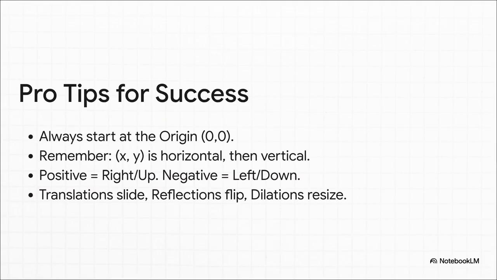So, to wrap everything up, let's just lock in these pro tips for success. 1. Your journey always begins at the origin. 2. Remember the order. You gotta walk before you can jump. It's always horizontal, then vertical. 3. Know your directions. Positive means right or up, negative means left or down. And finally, 4. Translations slide, reflections flip, and dilations resize. Keep those in your back pocket, and you'll never get lost on this map.